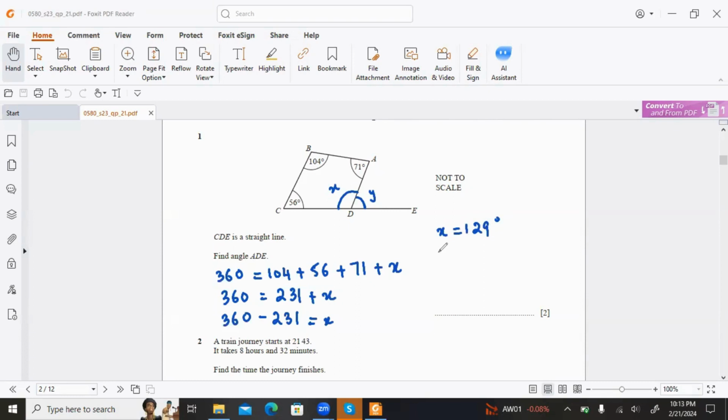Now to calculate the value of Y, we'll subtract 129 from 180 because X and Y are supplementary angles. They lie on the straight line. Hence, they add up to 180. So 180 minus 129 is 51. So angle ADE is 51.